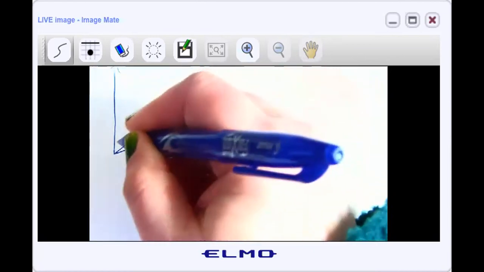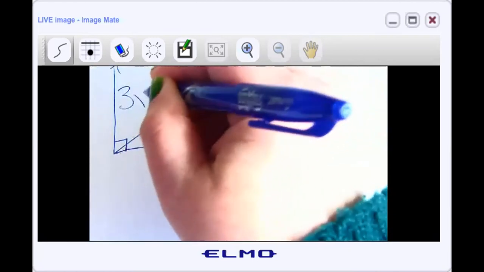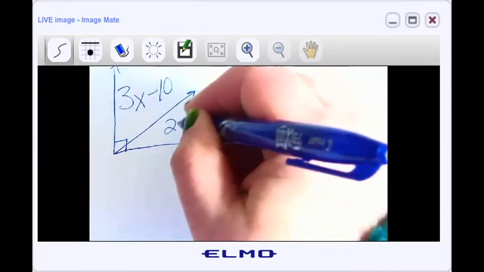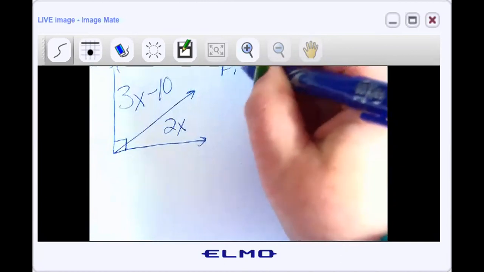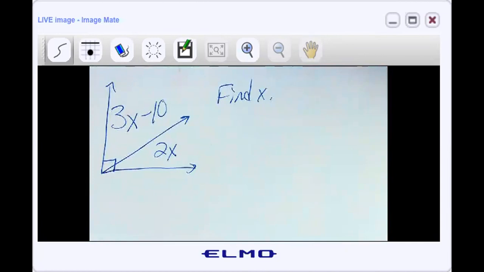So they might give you something just like this, and they might say, okay, let's do 3x minus 10 for that and 2x for that, and they're just going to say find x. That's it. That's all the information that I need to give you. So take a moment and see if you can, one, write an equation that models this, and then two, solve that equation.